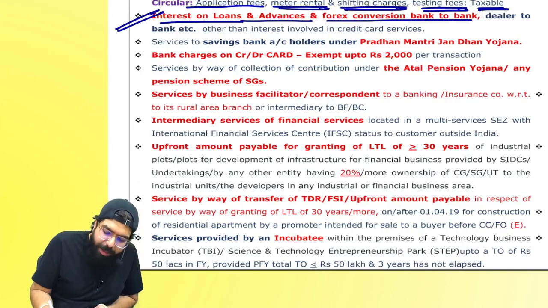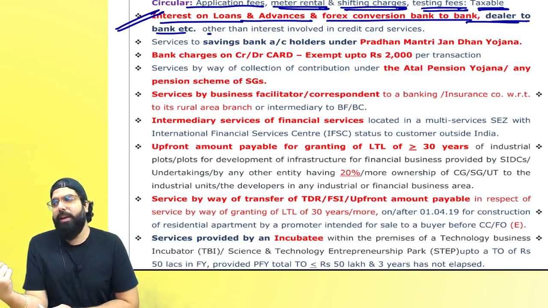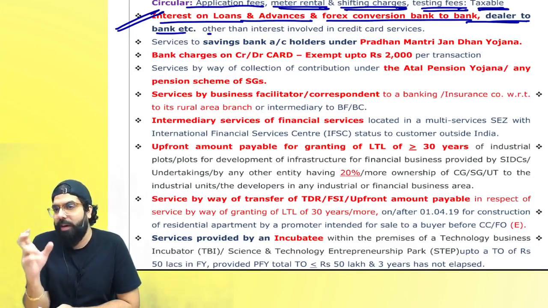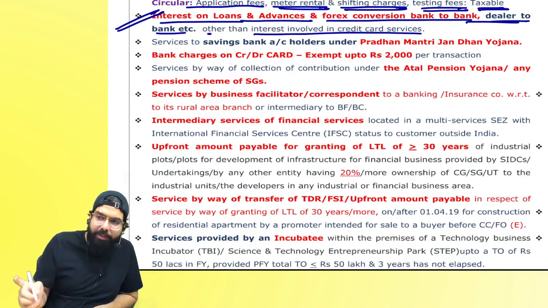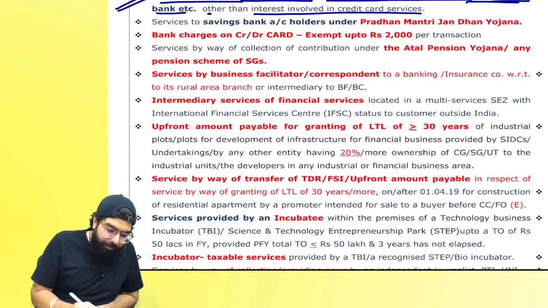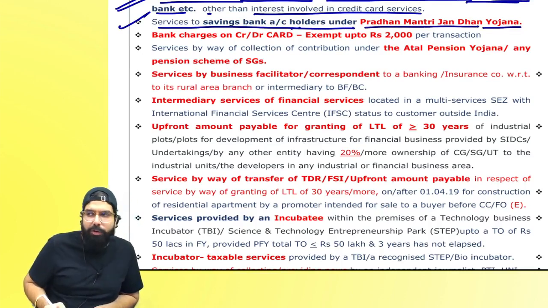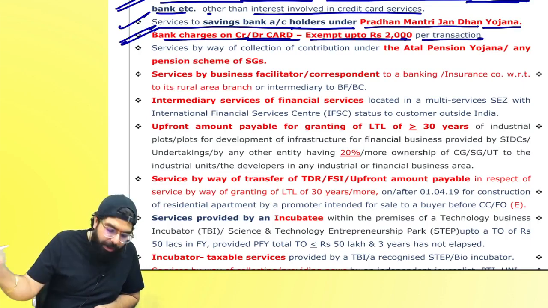And forex conversion by bank to bank, dealer to bank etc. Always remember, if one bank is converting foreign currency for another bank, or a dealer is converting for a bank, on those foreign currency conversion charges there will be no GST. But remember one thing, interest involved in credit card services is always taxable. Then, if services are given to a savings bank account holder under Pradhan Mantri Jan Dhan Yojana, then also it is exempted. Next, bank charges on credit card and debit card are exempted up to 2000 per transaction.